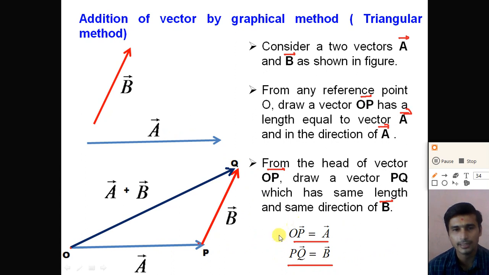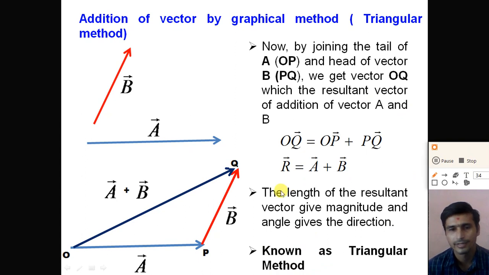So here we can say that vector OP is equal to vector A and vector PQ is equal to vector B. So understand, the first step is, from any common reference point, draw a vector OP which has the same length and the same direction as the vector A, and from the head of the first vector draw a vector PQ, the second vector, which has the same length and the same direction as the vector B. So we get OP equal to vector A and PQ equal to vector B.